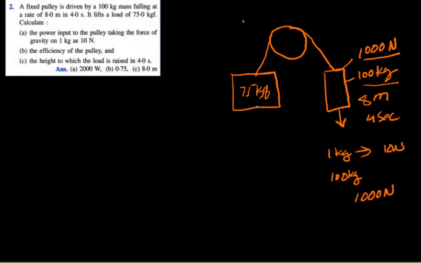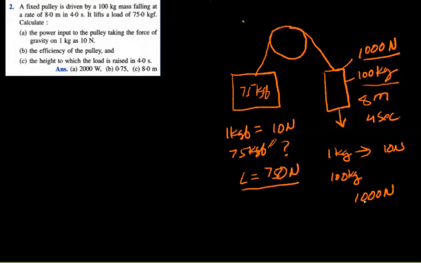Now let's look at the load over here. The load is given in kgf. We have to first of all convert the kgf into newtons also. 75 kgf. We know 1 kgf equals 10 newtons, we'll assume. So 75 kgf will become how much? Cross multiply, or divide. So we'll get load equals 75 multiplied by 10, which is 750 newtons.